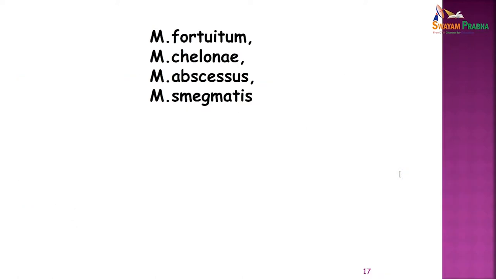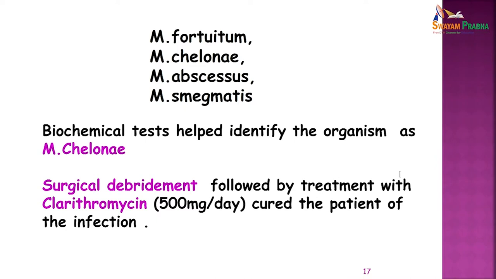So it could have been Mycobacterium fortuitum, Mycobacterium chelonae, abscessus and M. smegmatis. But based on biochemical tests, it was identified as Mycobacterium chelonae. Surgical debridement was done, followed by treatment with clarithromycin, and the patient was cured of her infection.